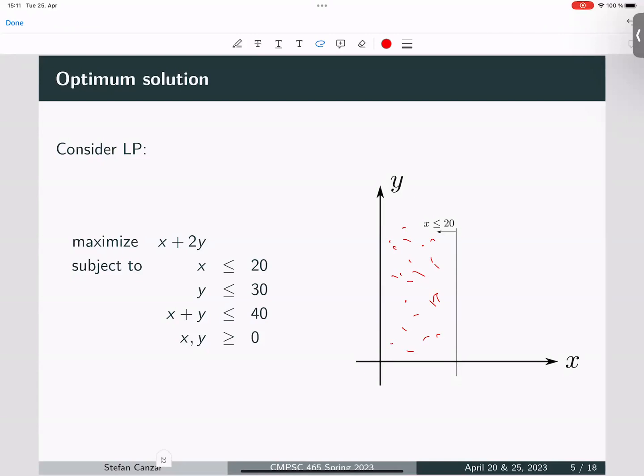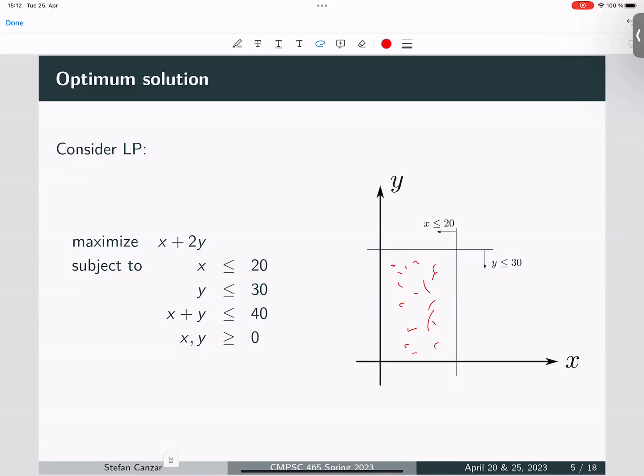The second constraint tells us that y can be at most 30. So we do the same thing as before. We introduce now a horizontal line at y coordinate equal to 30. And then we know that all feasible points must lie somewhere in this rectangle here. Right? Because only these points satisfy that x is smaller or equal than 20 and y is smaller or equal than 30. So somewhere in there is our best point that we're interested in.